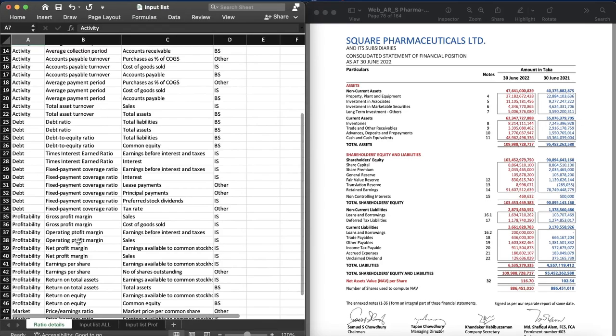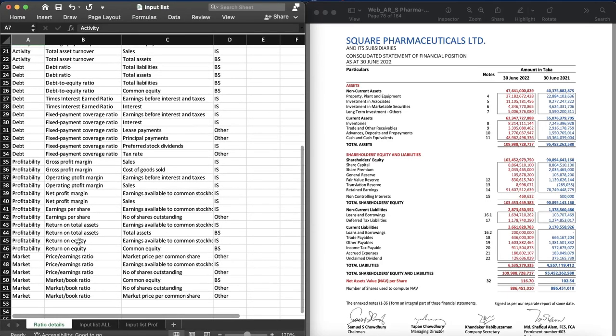Then under the debt category, you will calculate debt ratio, debt to equity ratio, times interest earned ratio, and fixed payment coverage ratio. Under the profitability category, you will calculate gross profit margin, operating profit margin, net profit margin, earnings per share, return on total assets, and return on equity. And lastly, under the market ratio category, you will calculate price earnings ratio and market to book ratio.